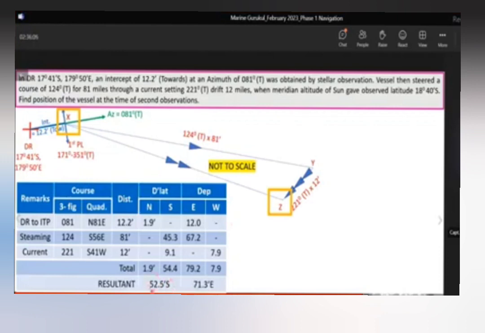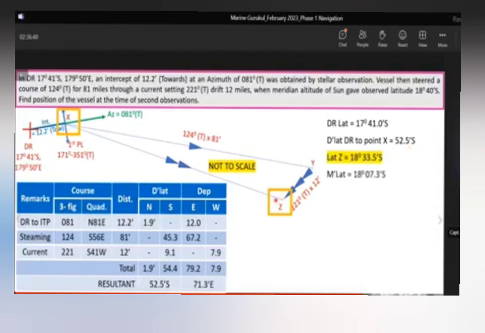This resultant DLAT is the DLAT from DR lat to latitude of point Z. And our point of interest is point Z. As long as I can get the coordinates of point Z, I am not interested in the coordinates of point X. And departure from DR to Z is 71.3 minutes east. We know then what to do. DR lat is known to us, 17 degrees 41 minutes south. DLAT we have just obtained, and we apply it, and we get the latitude of point Z.